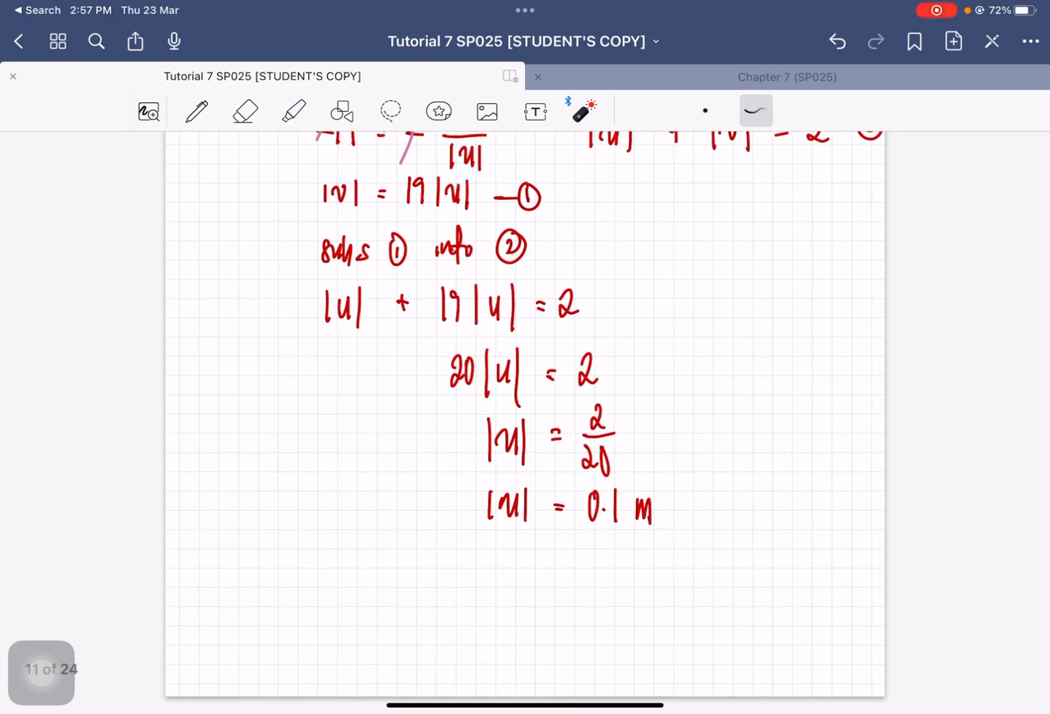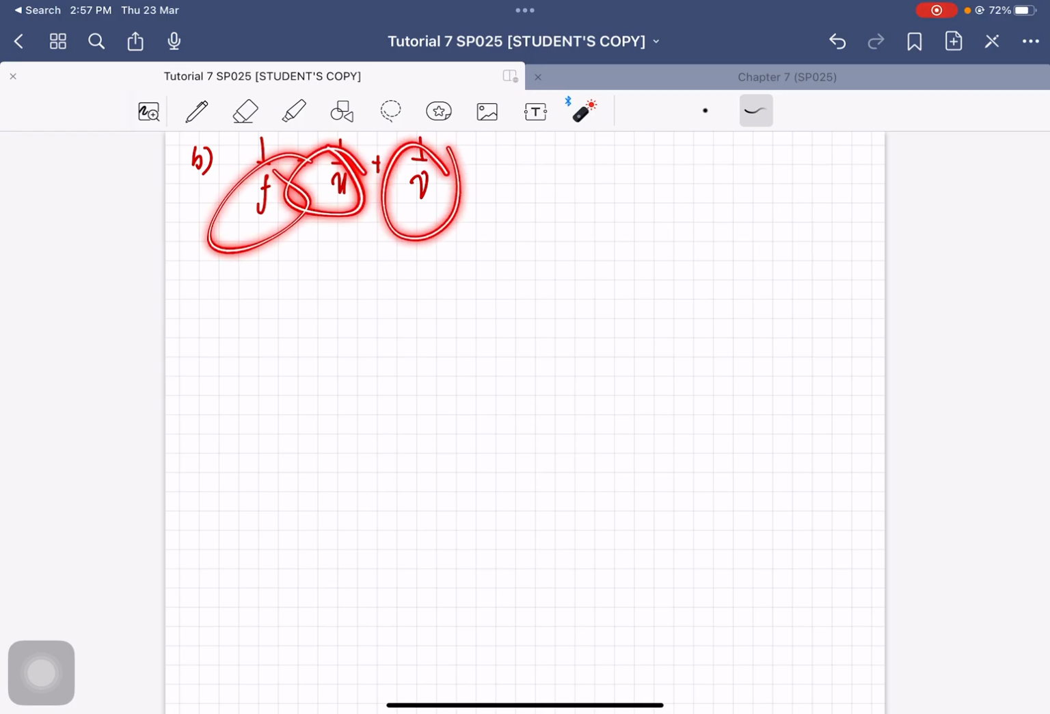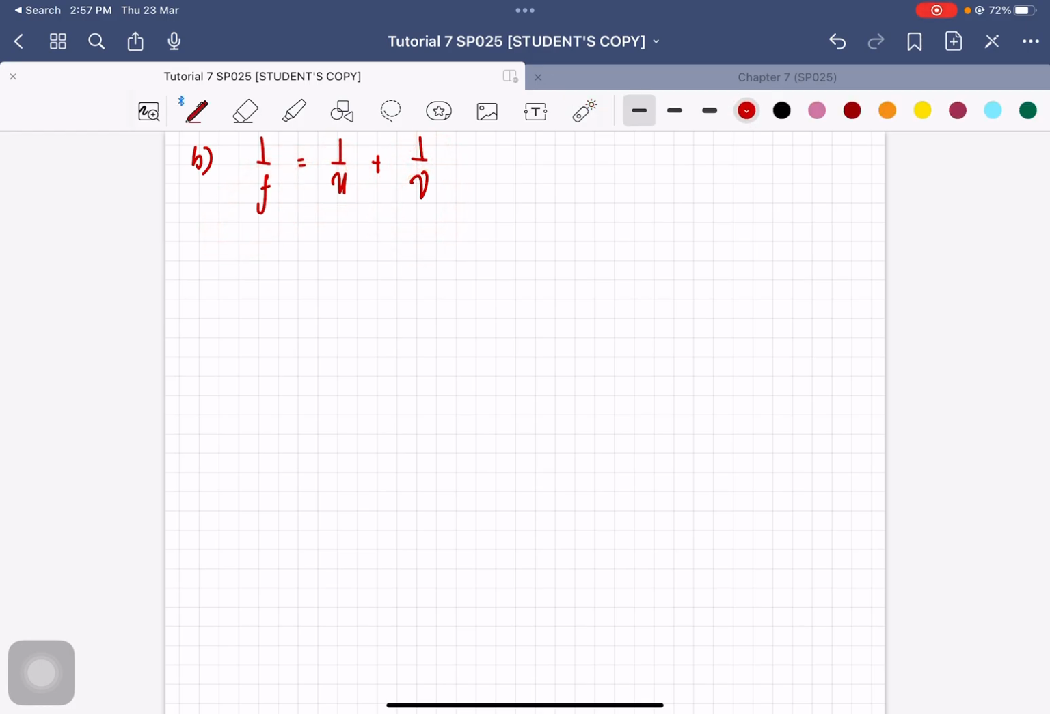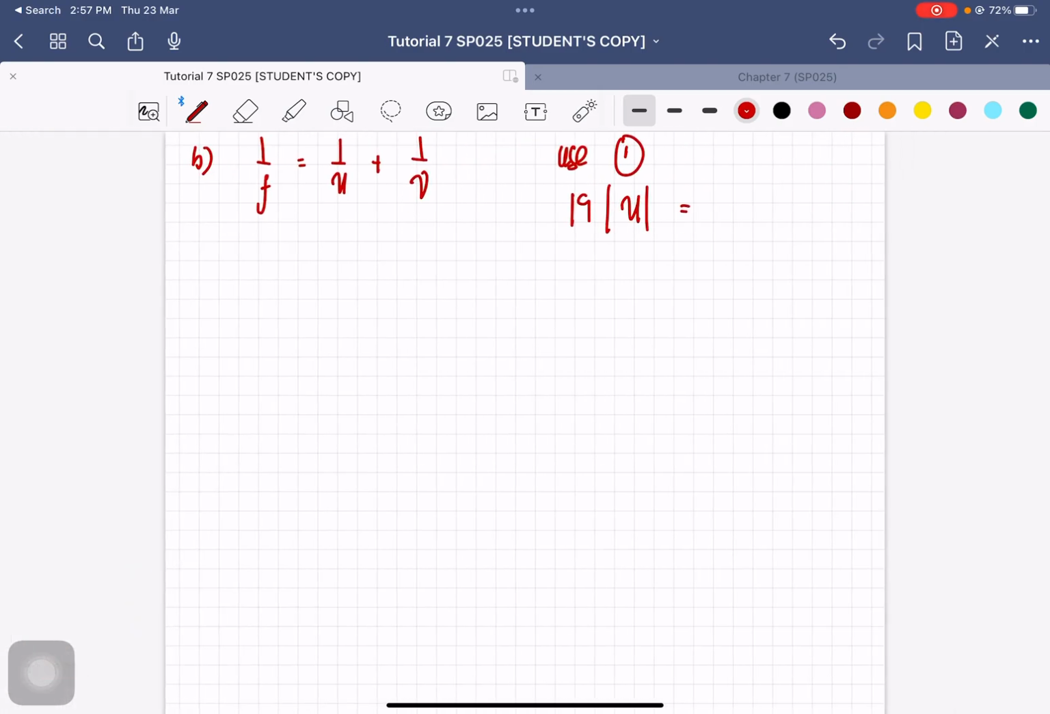Next, we are going to calculate the focal length. We are going to use the formula 1 over f equal to 1 over u plus 1 over v. We are looking for f. We already have u, we just do not have the value of v. So how do we find v? We are going to use equation 1, where v is equal to 19 modulus u.